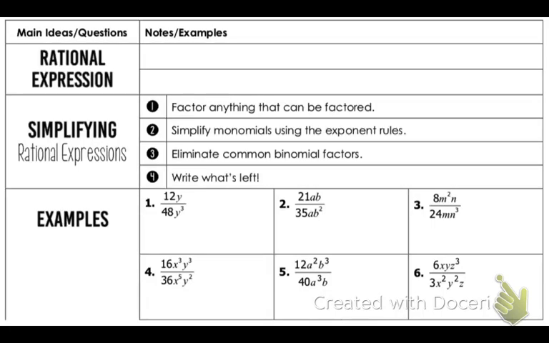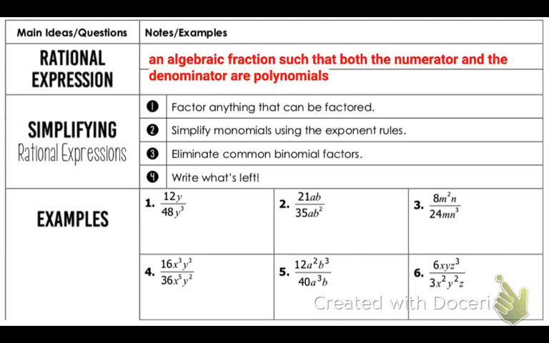So now that we finished the rules of exponents, we're going to go ahead and start going over some review stuff for pre-cal for next year. So a rational expression is an algebraic fraction such that the numerator and the denominator are polynomials. When you're simplifying these rational expressions, make sure that you're following these steps.